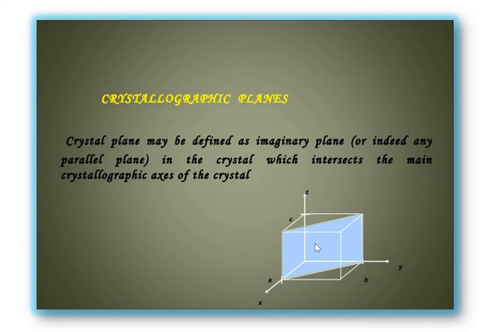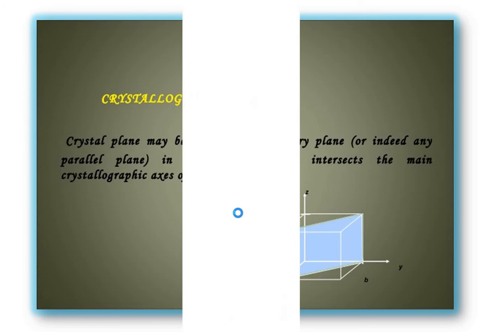Now this light blue colored plane intersects along the x-axis at point A, along the y-axis at point B, and along the z-axis at point C. So I can say that A, B and C are the intersecting points of the plane along the three crystallographic axes.